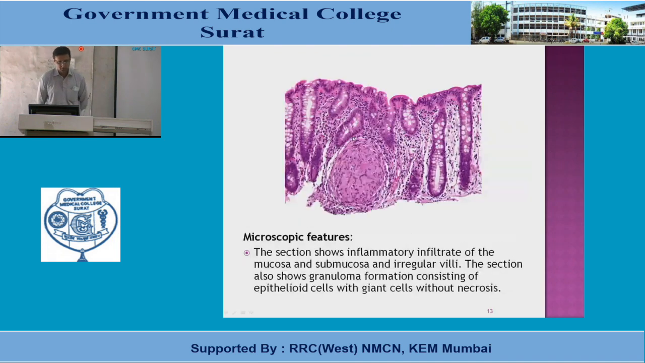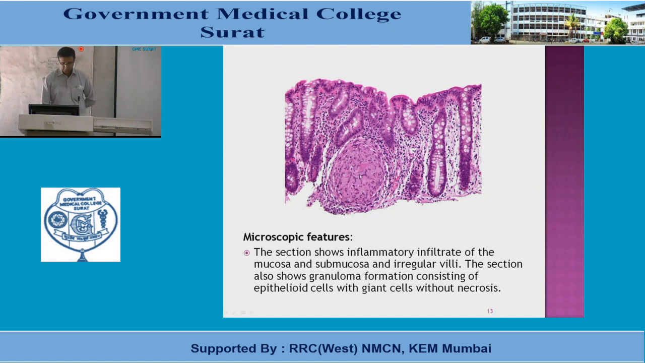And in microscopic examination there is inflammatory infiltrate of the mucosa and submucosa and irregular villi. Here there are irregular villi and here there is an inflammatory infiltrate into the mucosa and submucosal layer. The section also shows granuloma formation consisting of epithelioid cells with giant cells without necrosis. Here there is a Crohn's granuloma, where there is absence of necrosis but epithelioid cells and giant cells are present.